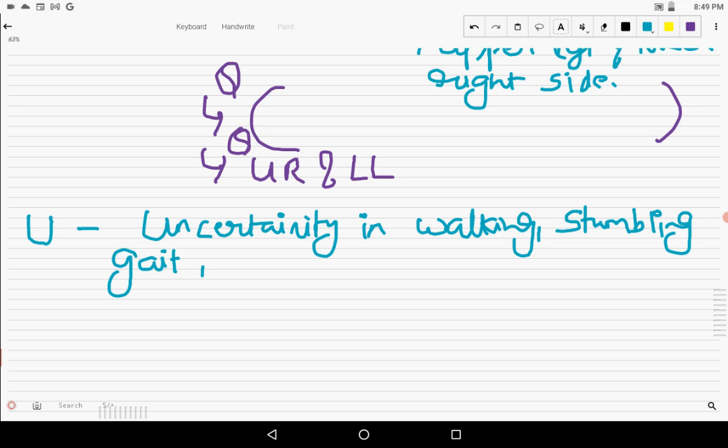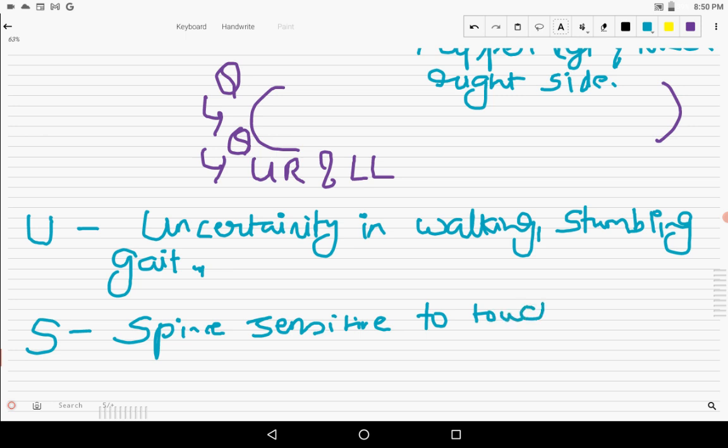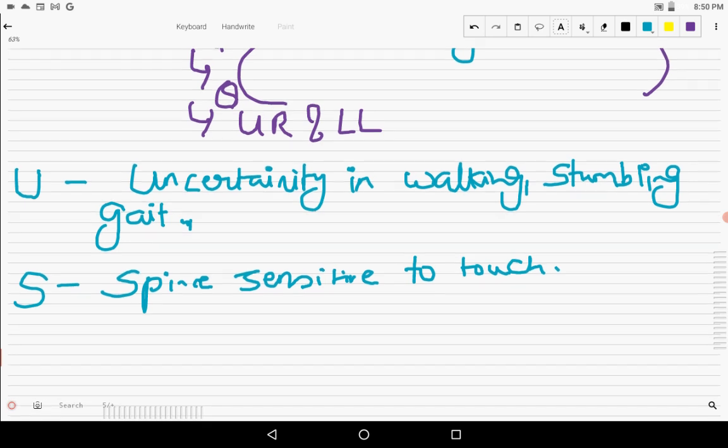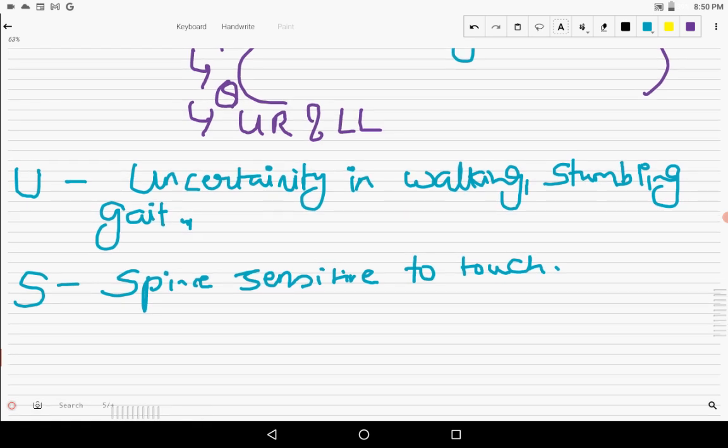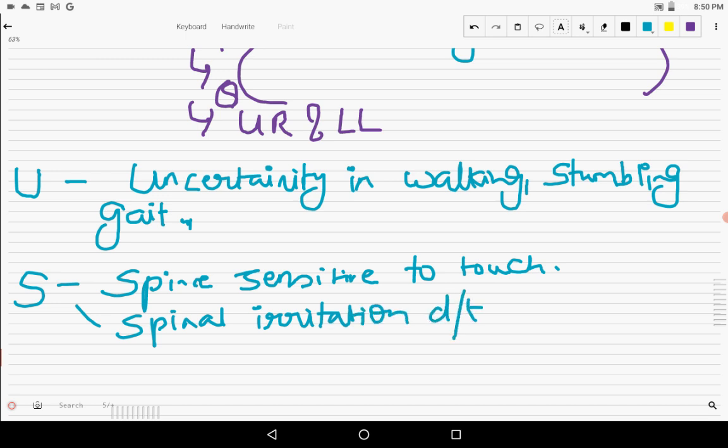So next letter is S. S stands for spine, sensitive to touch, or spinal irritation due to sexual access.